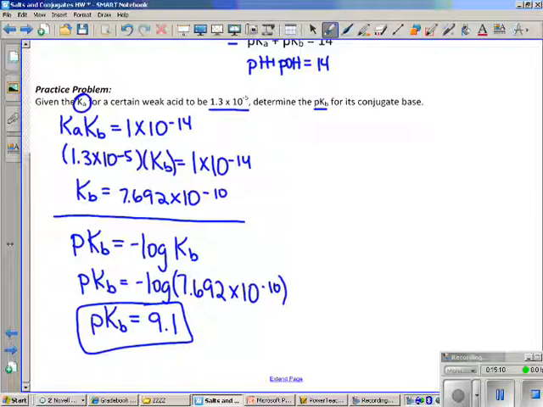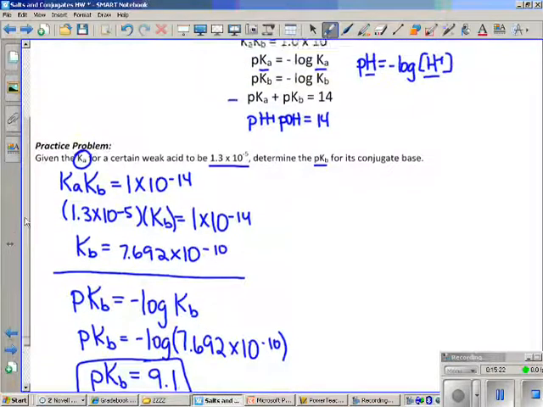That's my pKb. You also could have taken your Ka and converted it into pKa, and then done that pKa plus pKb equals 14, that way it would have worked as well. Okay, and you'll get the same answer.